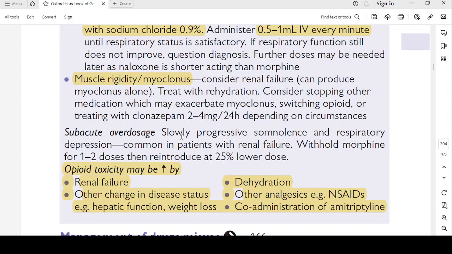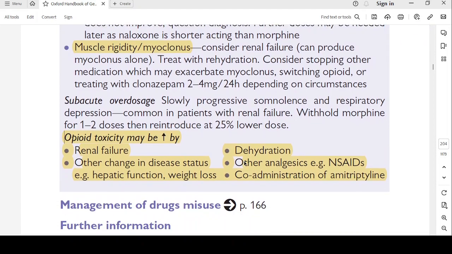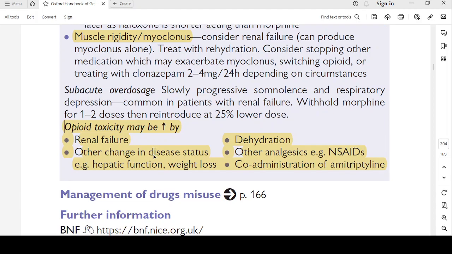Subacute overdose. Slowly progressive somnolence and respiratory depression. So common in patients with renal failure. Withhold morphine for 1 or 2 doses and then reintroduce at 25% lower dose. So when there is subacute overdose, most commonly renal failure patients.